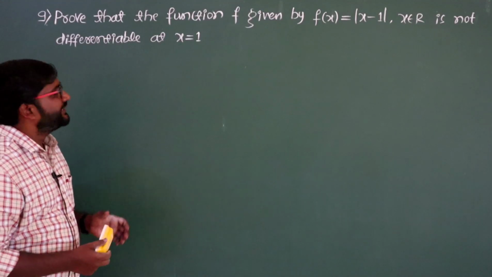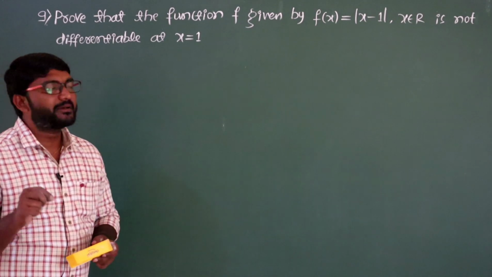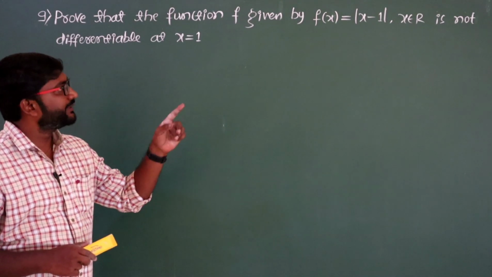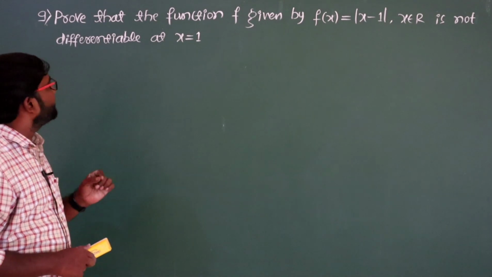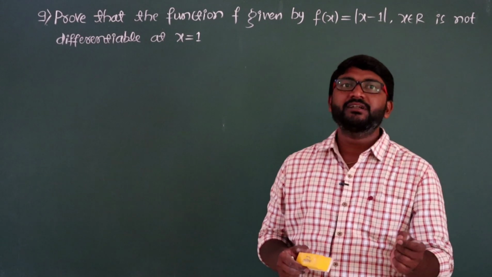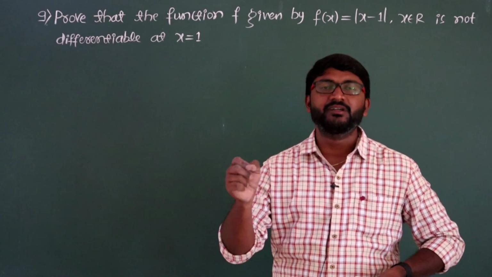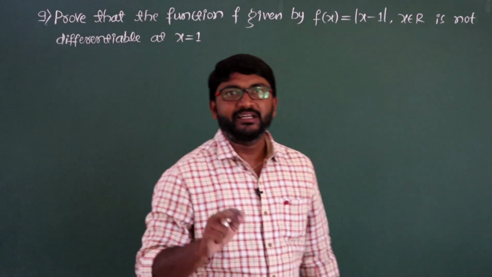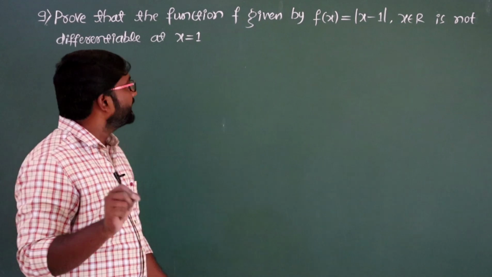Well, the next question is question number 9. Prove that the function f given by f of x equals mod x minus 1, x belongs to R, is not differentiable at x equal to 1. If a function is differentiable at any point, then the condition is that the left hand derivative must be equal to the right hand derivative. LHD must be equal to RHD in case it is differentiable.